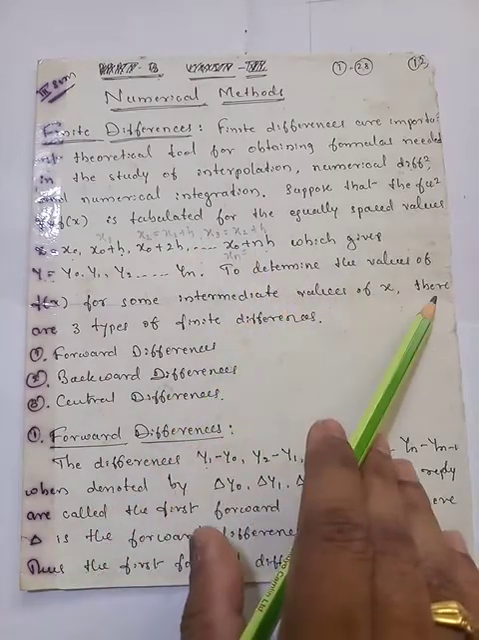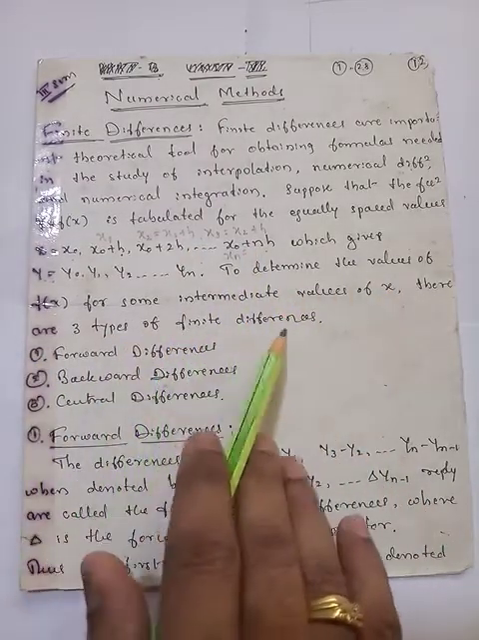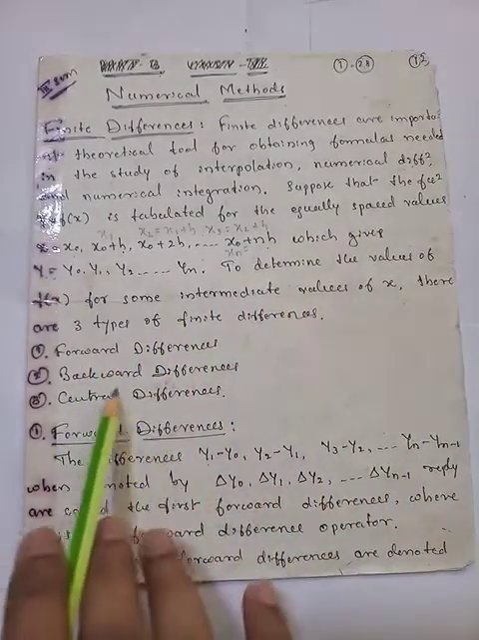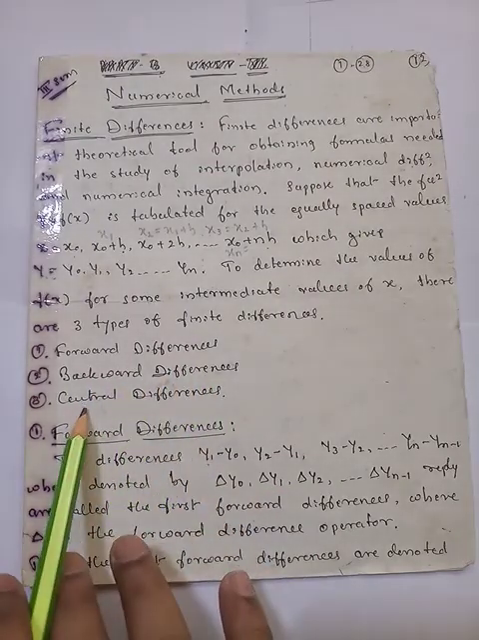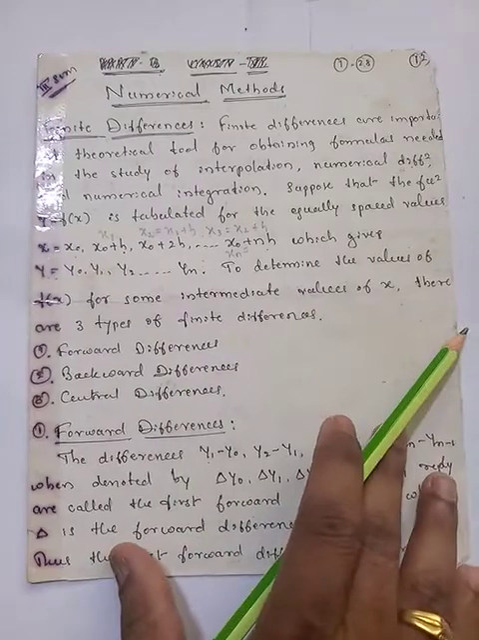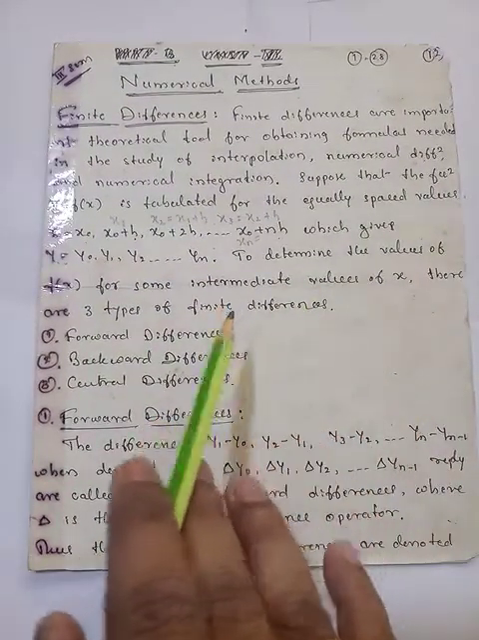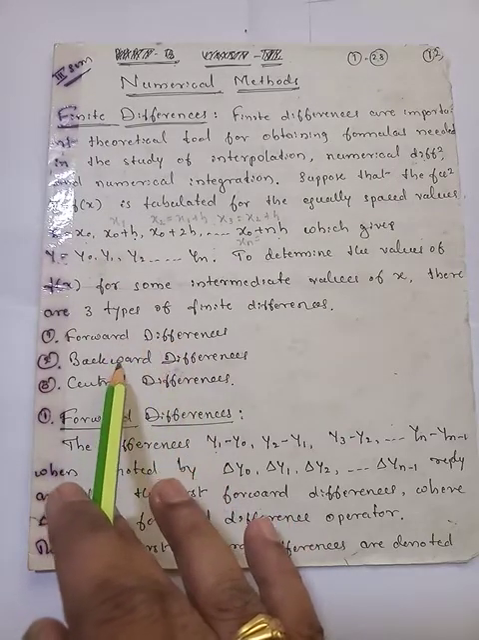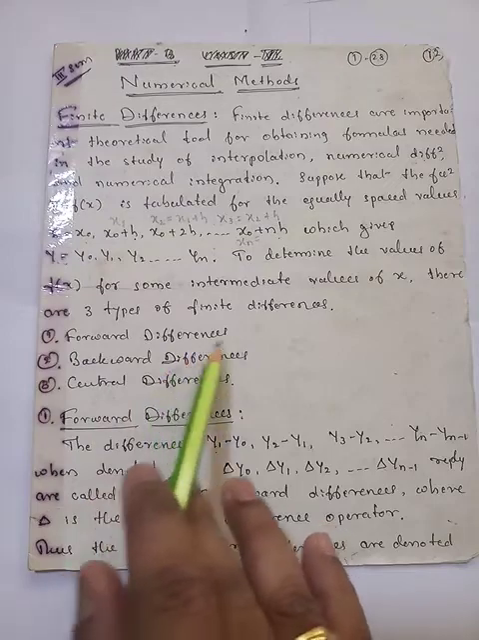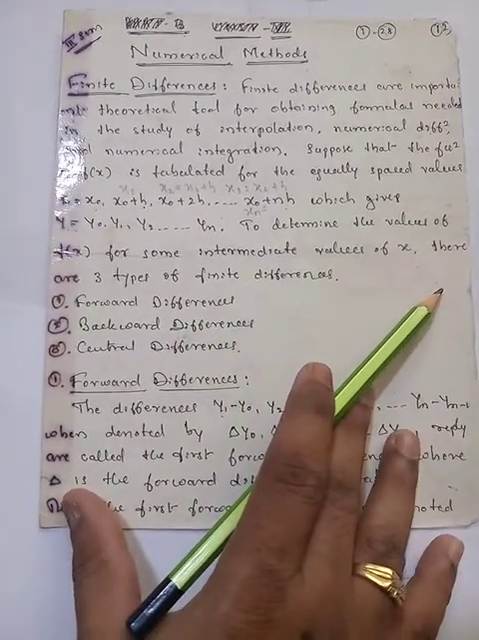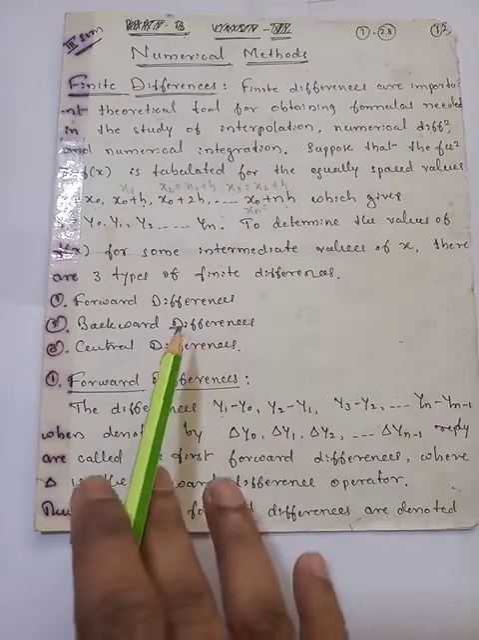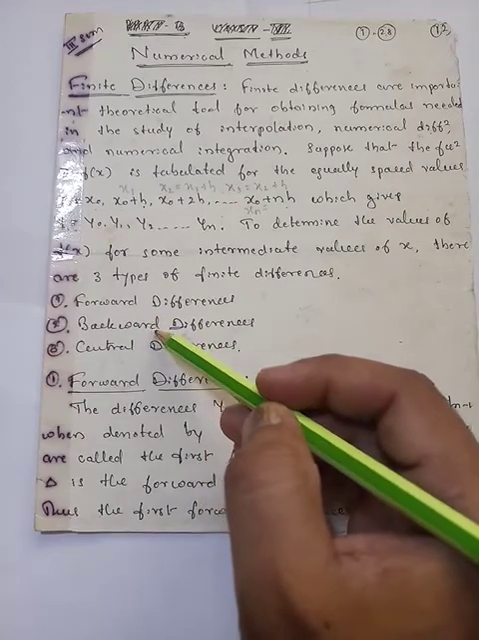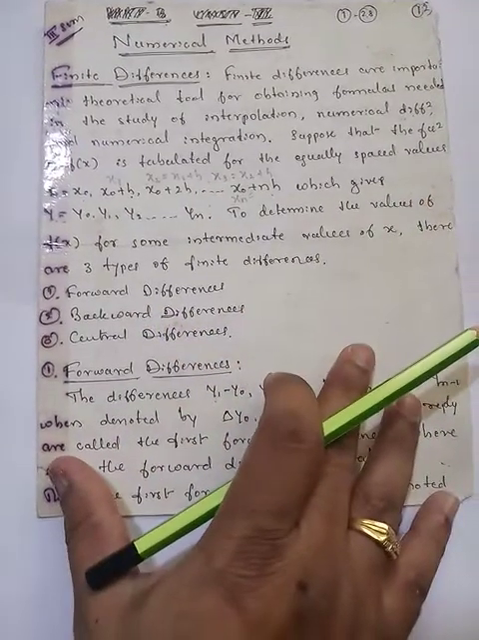There are three types of finite differences. The first is forward differences, the second is backward differences, and the third is central differences. Depending on the given values of x, we apply the forward, backward or central differences. Now, individually we discuss what forward, backward and central are. Remember that for our syllabus we have only forward and backward differences. Clear? Now, what are the forward differences?